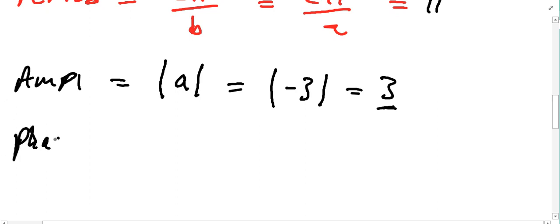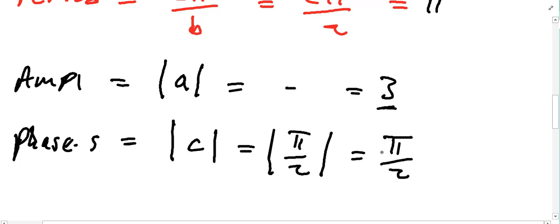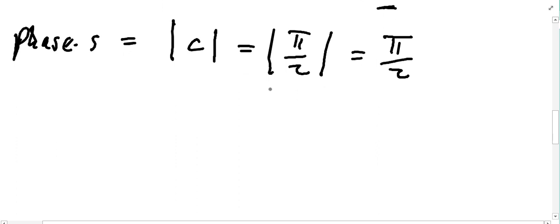If you look at the phase shift, the phase shift is just the modulus of C. So in this case, it is pi over 2. That's your phase shift, ladies and gentlemen. From the phase shift, you now need to look at the direction. How are you going to move?